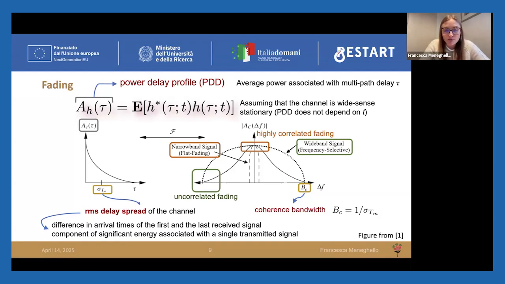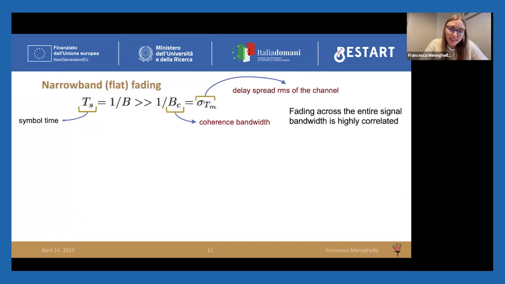Actually, when we want to design a communication system, we want to be in the situation where we have flat fading, and this is also how we then model our MIMO channel. Taking a look at it in the time domain, narrowband fading means that the symbol time is higher with respect to the delay spread. So this means that all the different copies from the multipath propagation will arrive before the start of the new symbol, so we don't have intersymbol interference.